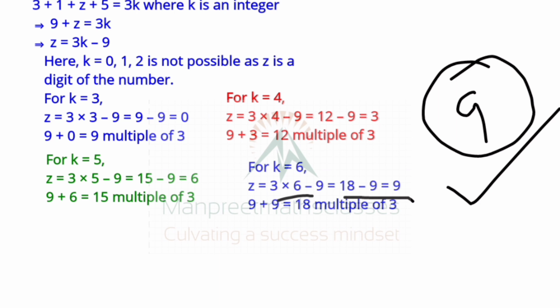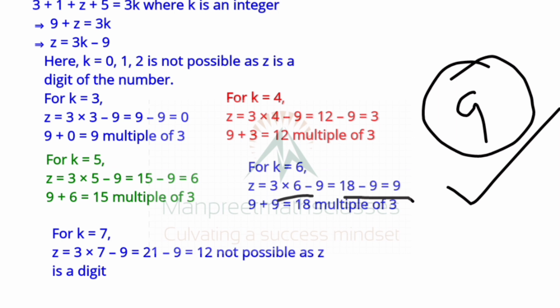Now next we will check for k equal to 7. Now when we take k equal to 7, here 3 into 7 is 21, 21 minus 9 is 12. Now this is not possible, as in your question they were saying z is a digit. This means you need a single digit number. So k equal to 7 will not satisfy the given question.